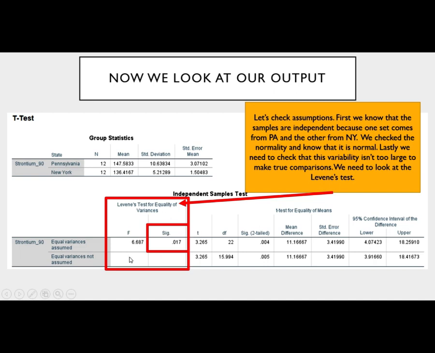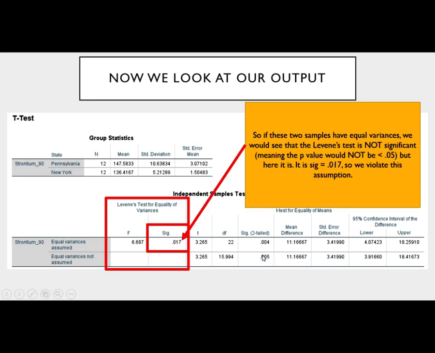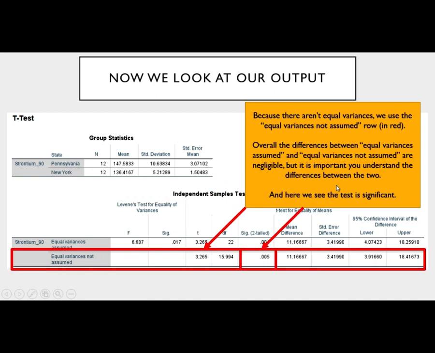And we have to decide whether we're going to stay in this top row or go into the next row. Equal variance is assumed, equal variance is not assumed. Now here we are significant, which means that they are not the same. And so we have to drop down to this bottom box. So if these two samples have equal variances, we would see that the Levene's test is not significant, meaning the p-value would not be less than 0.05, but here it is. It's significant at 0.017, so we violate this assumption. So we just come to this bottom row, and we are going to use the equal variances not assumed row.